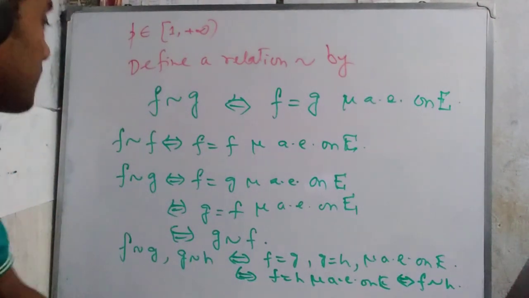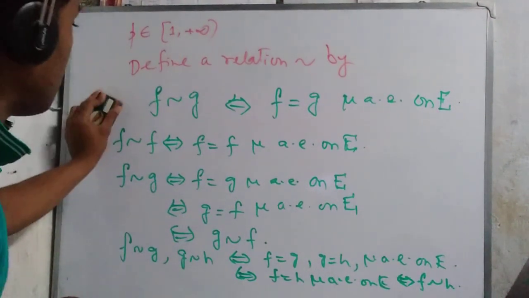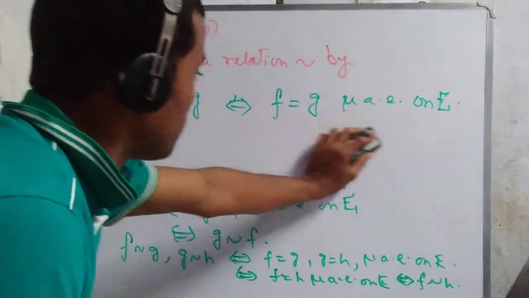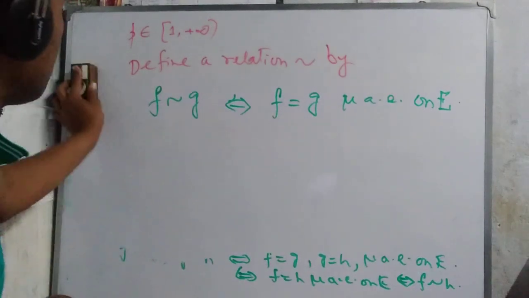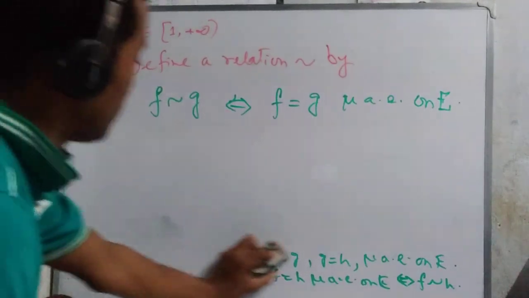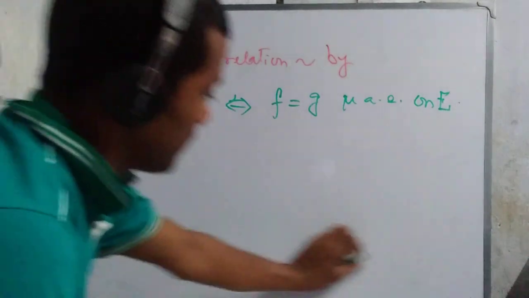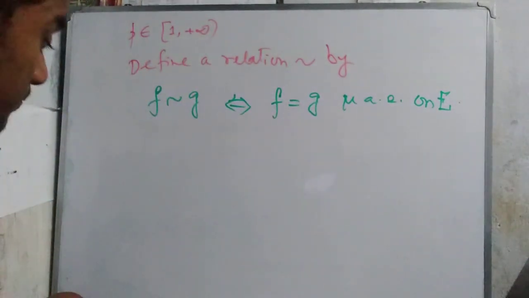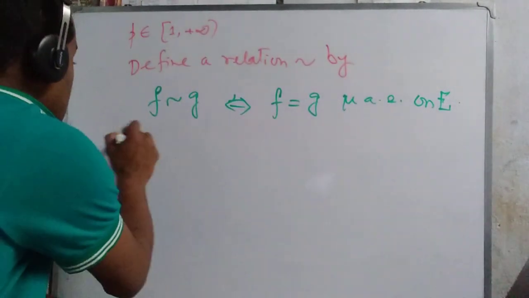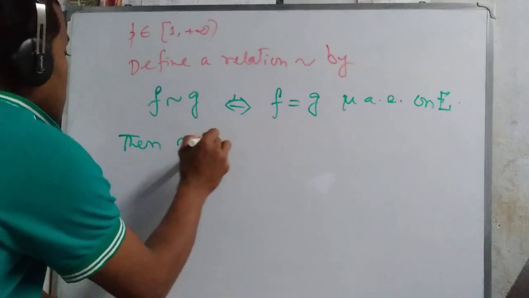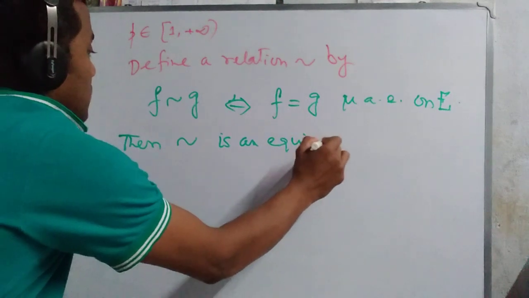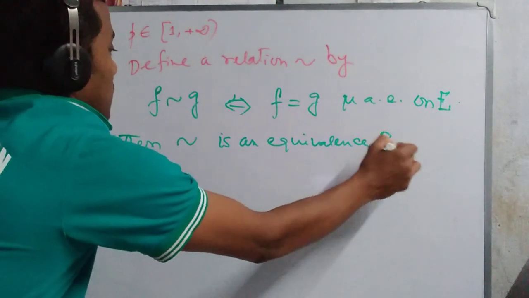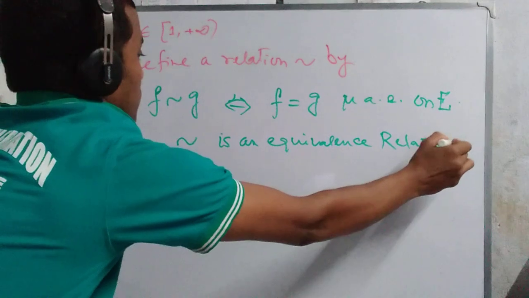So tilde is symmetric, tilde is transitive, and tilde is reflexive. Okay, all are done. So this forms an equivalence relation. So we write it here: this tilde is an equivalence relation. Okay.